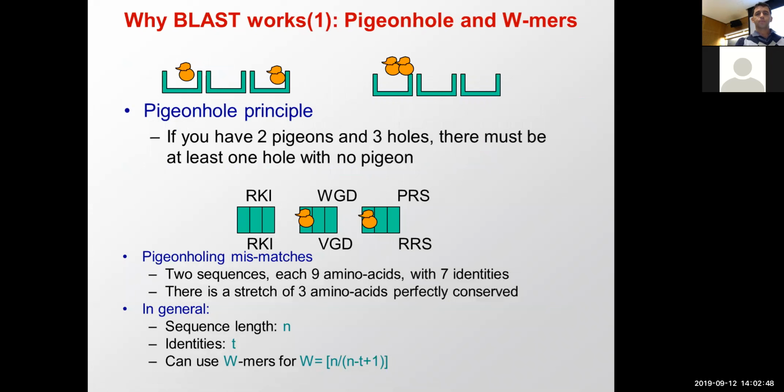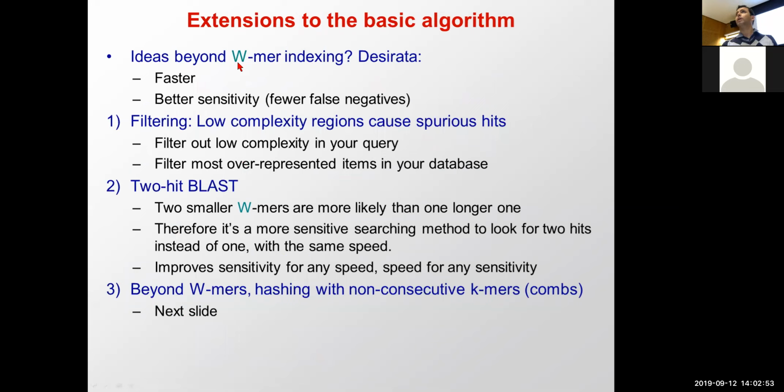So I can go beyond WMR indexing. Basically I want to be both faster and more sensitive. And one way to do that is to do two-hit BLAST. Two smaller WMRs are much more likely than one longer one. So two-hit BLAST was a big hit. Sorry, no pun intended.